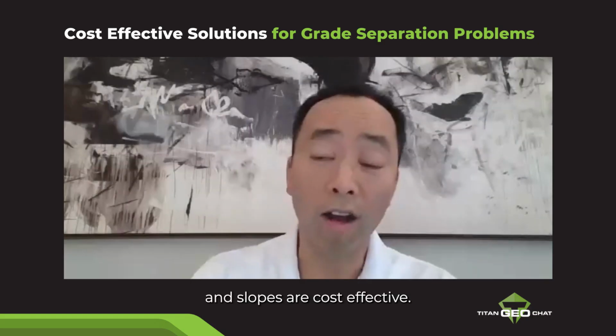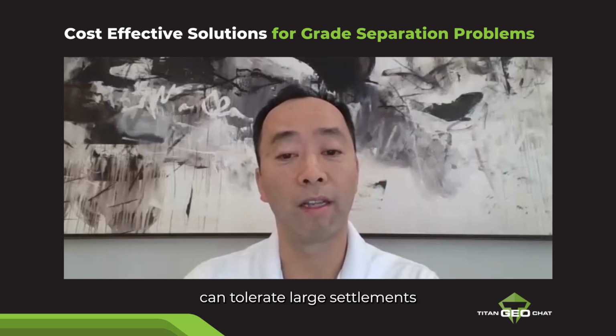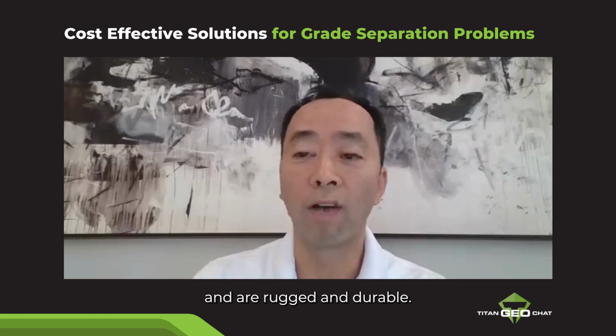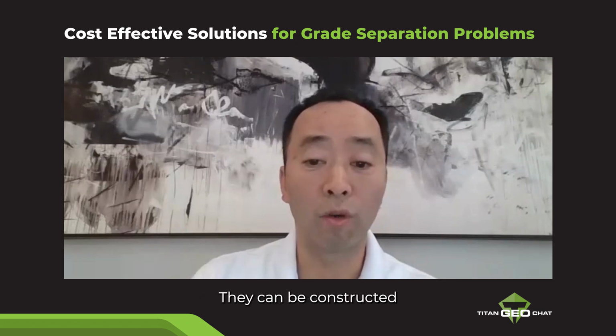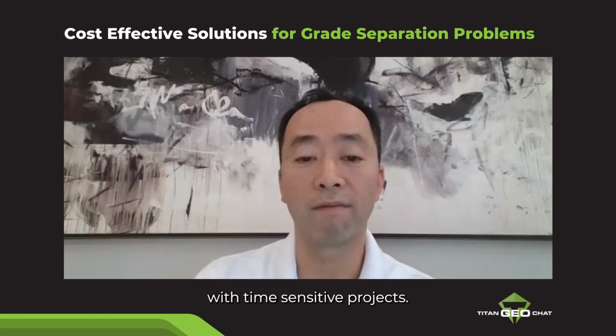MSE walls and slopes are cost-effective. They're typically easy to construct, can tolerate large settlements, and are rugged and durable. They can be constructed quickly and efficiently, which is particularly important with time-sensitive projects.